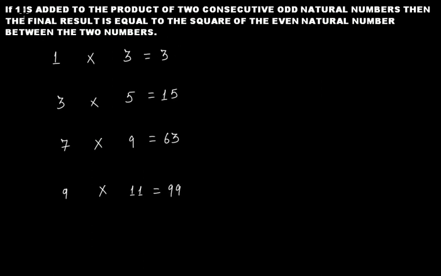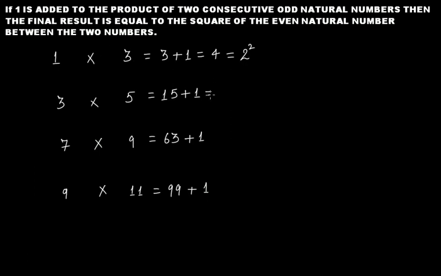Now it's saying that if you add 1 to the product, so adding 1 to 3, adding 1 to 15, adding 1 to 63, and adding 1 to 99. Here you get 4. Now, what's 4? 4 is 2 squared. What is 2? 2 is the even natural number that comes between these two consecutive odd numbers, right? So 1, 2, and then 3. So this is 2 squared.